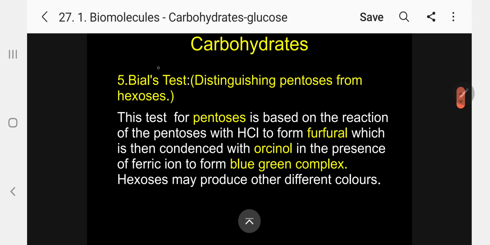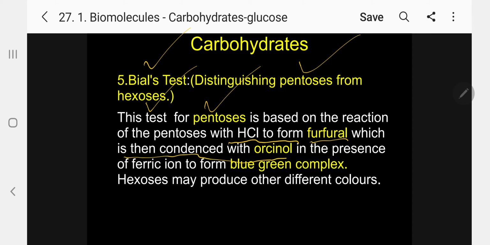Another important test, Bial's test. This test is used to distinguish pentoses from hexoses. Kindly follow. This test for pentoses is based on the reaction of pentoses with HCl to form furfural, which is then condensed with orcinol in presence of ferric ion to form a blue-green complex.